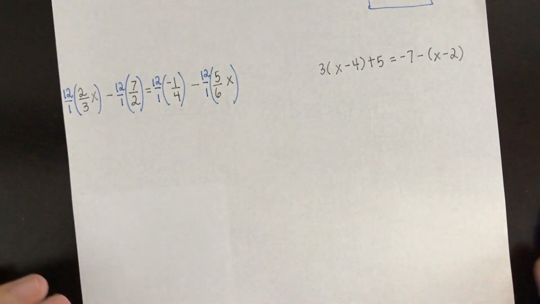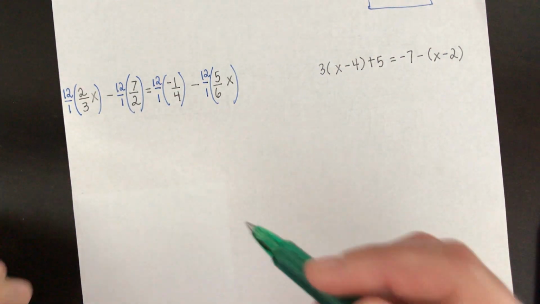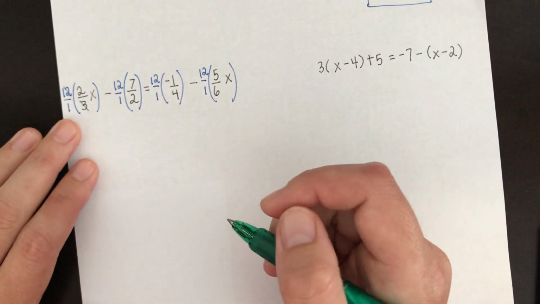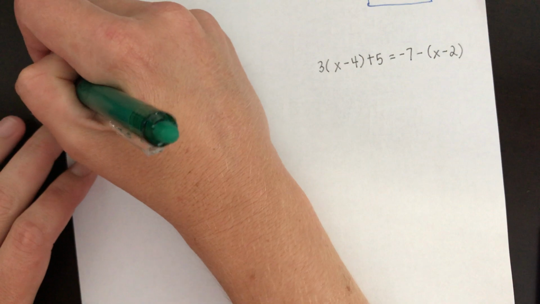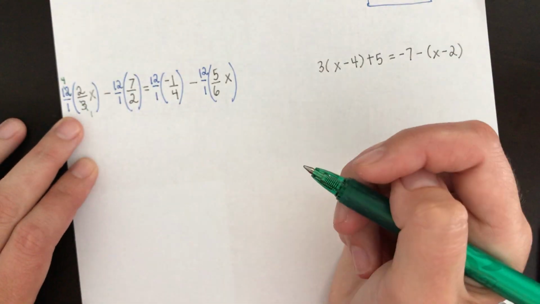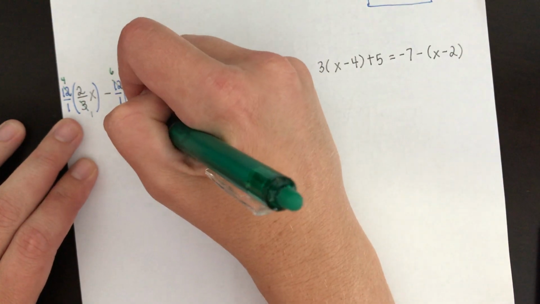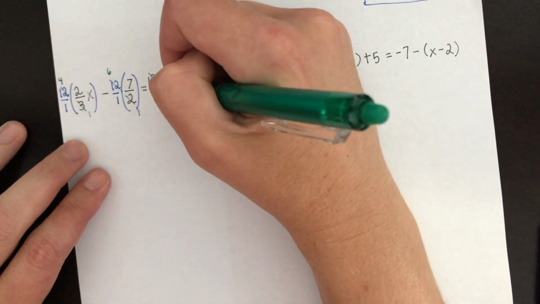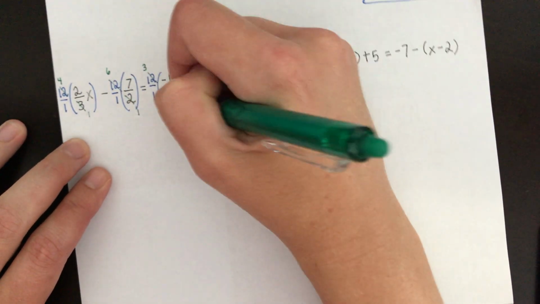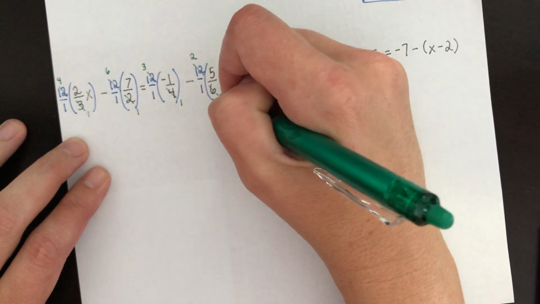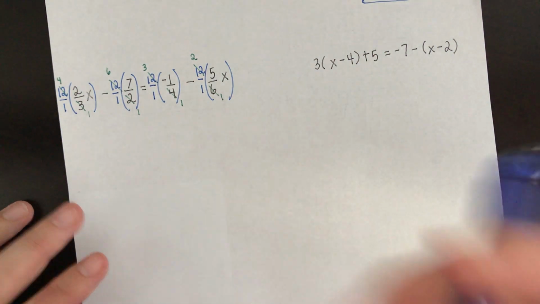So here, of course, like I've told you before, I simplify before I multiply. So 12 and 3 can simplify. This becomes 4, and this becomes 1. 12 and 2 can simplify. This becomes 6, and this becomes 1. 12 and 4 can simplify. This becomes 3. This becomes 1. 12 and 6 simplifies. This becomes 2. This becomes 1. Wow, this is beautiful.